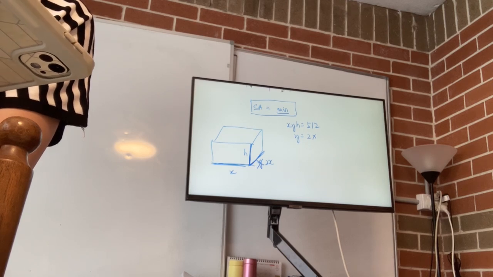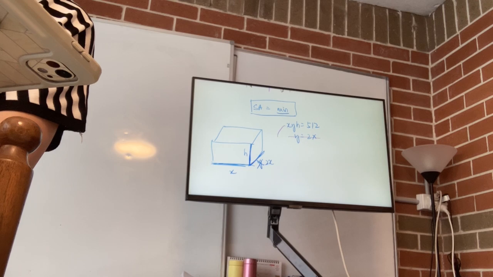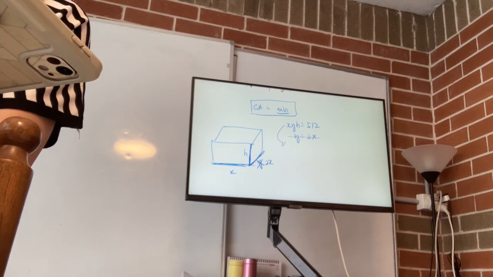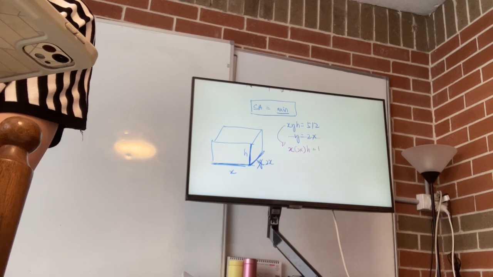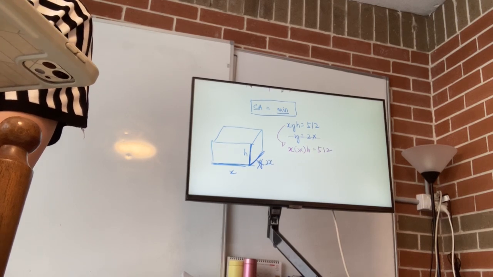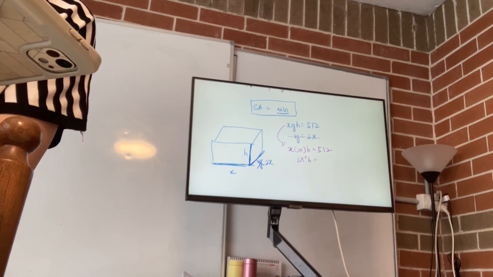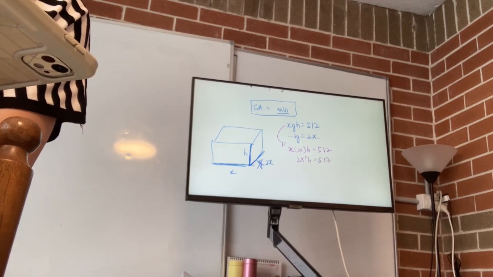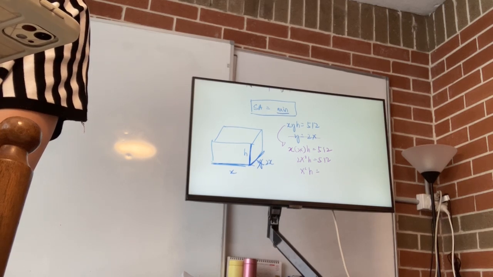That means I don't have to worry about this statement anymore, is that right? Yes, so that means I can change the previous statement, because of Y, change it to 2X. So I can say X, 2X times H equal to 512. So that means I have 2X squared H equal to 512. And I can divide it by 2, 512 divided by 2, 256.